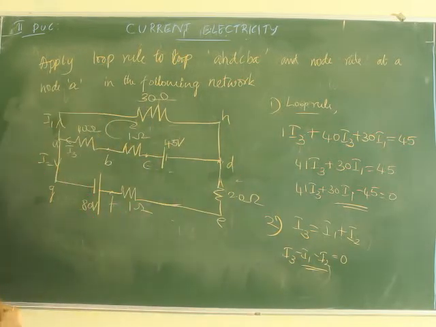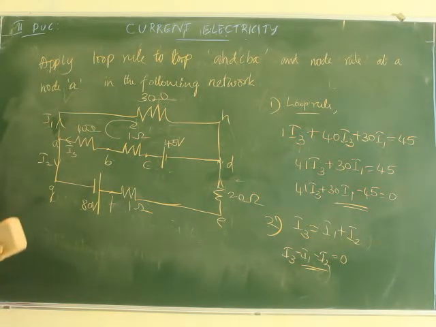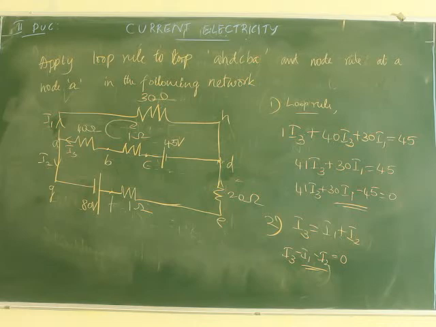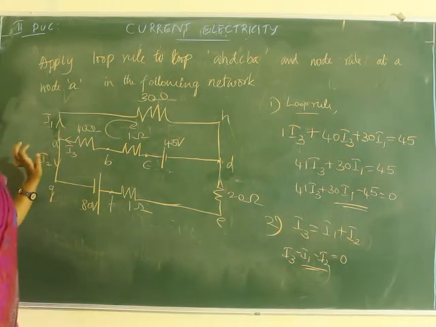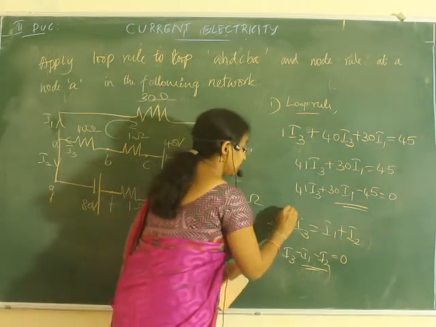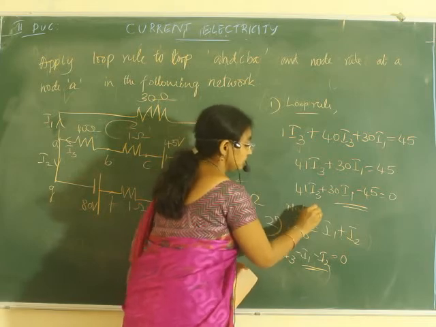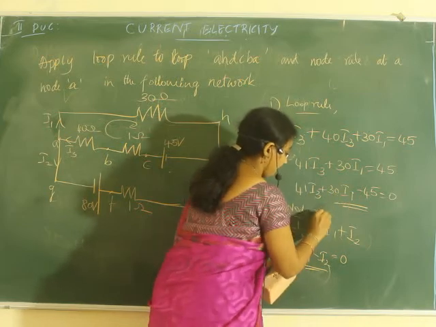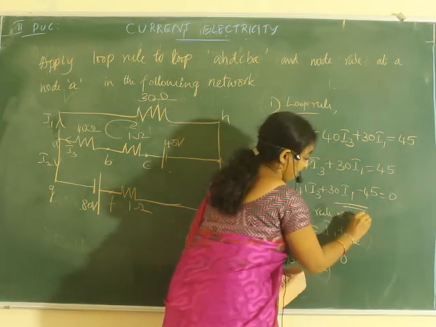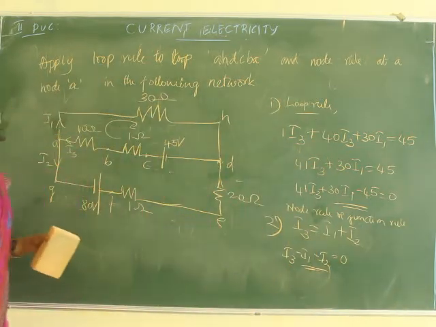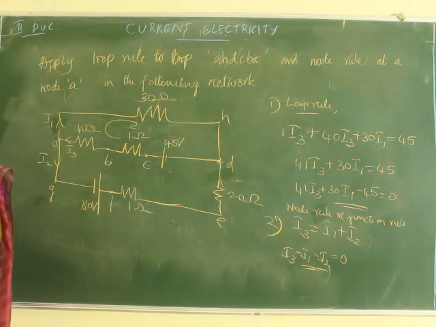This is nothing but node rule. We have applied node rule for the junction A, or we have applied junction rule for the junction A. Understood how to apply the loop rule and node rule or junction rule? Understood? Very, very, very important two rules.